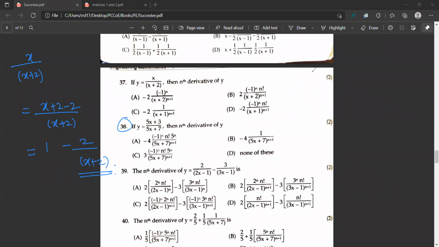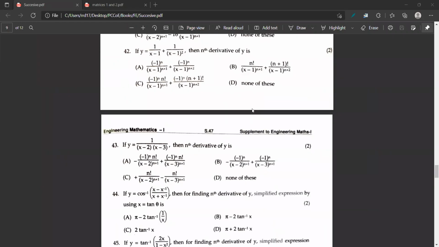In 38 also. In 38, what is the hint? 5x plus 7 minus 7 plus 3, divided by 5x plus 7. Now, if we separate the term, we'll get 1 minus 4 upon 5x plus 7. Now you can apply the formula for yn. That is the hint in this type of question. Understood? Okay, keep this hint in mind. This may be helpful to you.